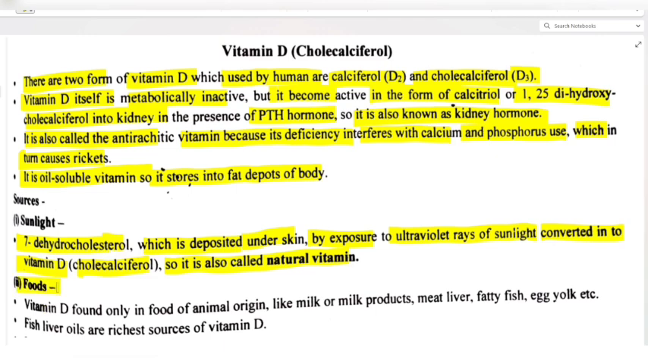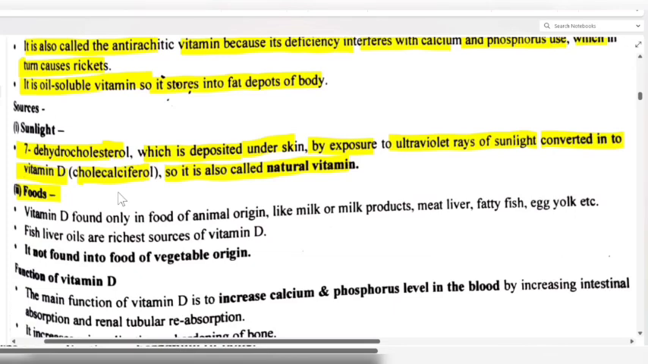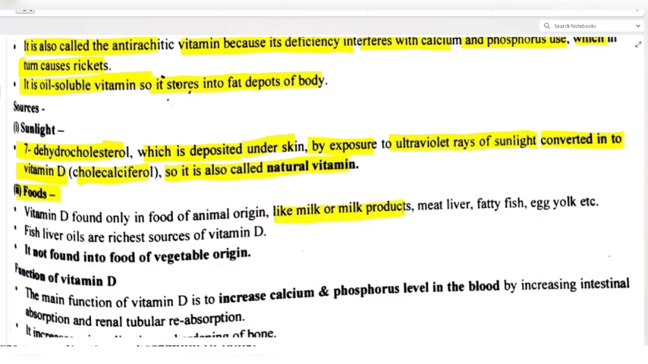Now foods. Vitamin D is found only in food of animal origin, like milk and milk products, meat, liver, fatty fish, egg yolk, etc. Fish liver oils are the richest sources of vitamin D. It is not found in food of vegetable origin.